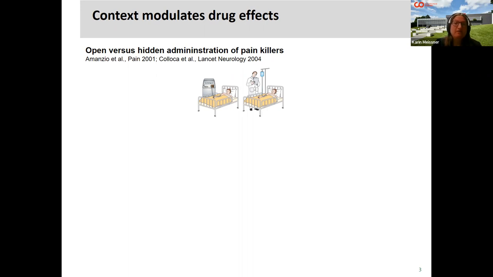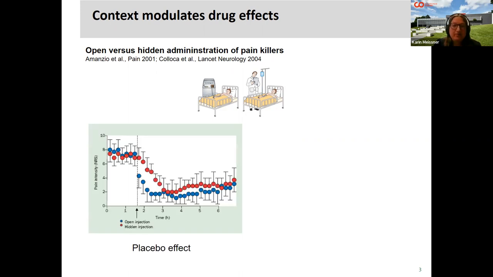The one group received the treatment by a doctor who came in and said, "Now you will get a painkiller and you will feel better soon." And in the other group, the same painkiller was administered at the same time by an automatic infusion device from the room next door. And the patient got the same amount of painkiller, but the patient did not know about it.